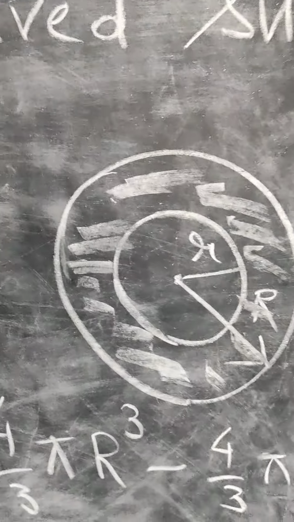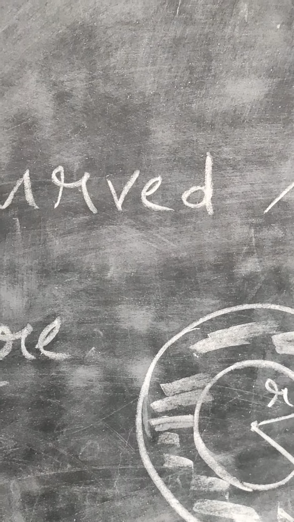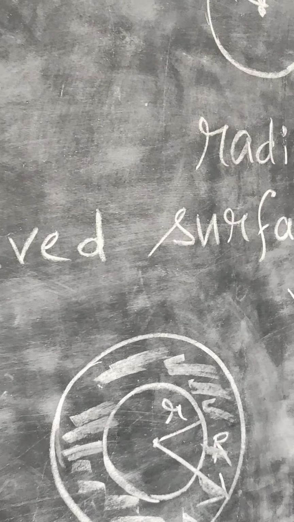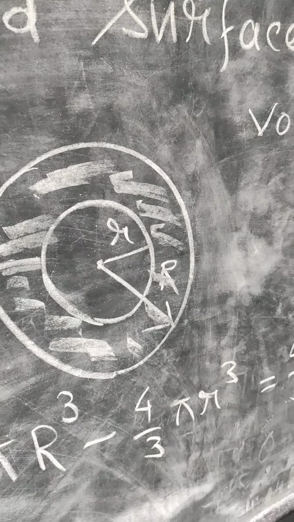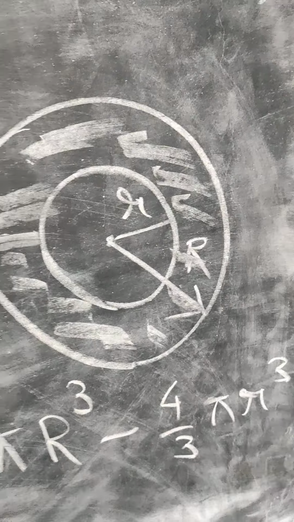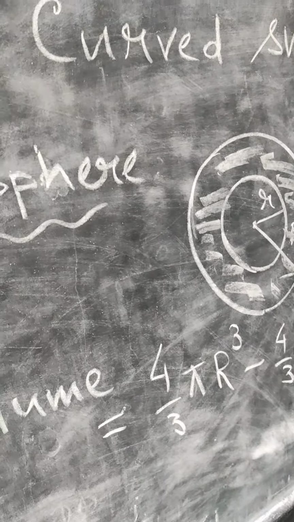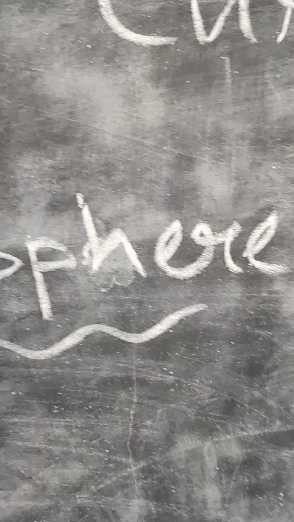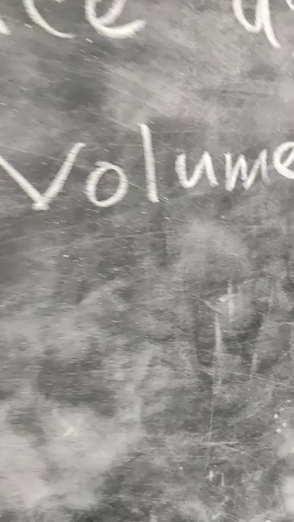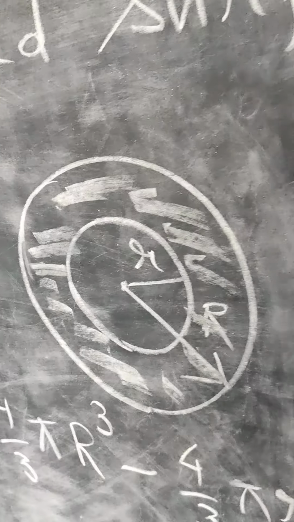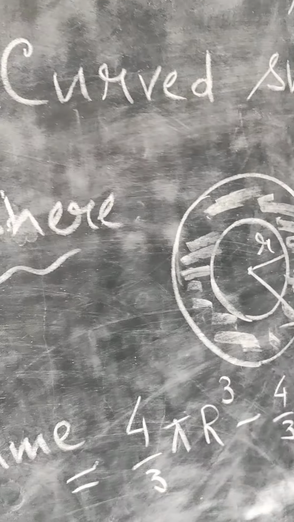So I think you all can understand the formula. In the problem sums, the value of r or the curved surface area will be given, you have to find out the volume, or the volume will be given, you have to find out the curved surface area. So if we keep in mind the formula and use the formula properly, you will find the result.